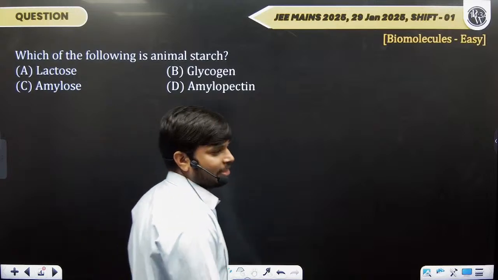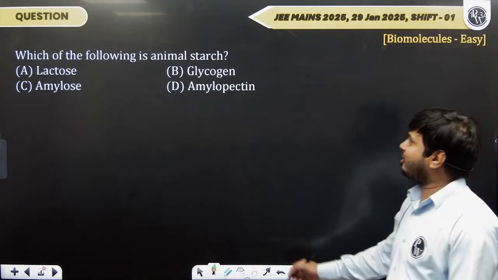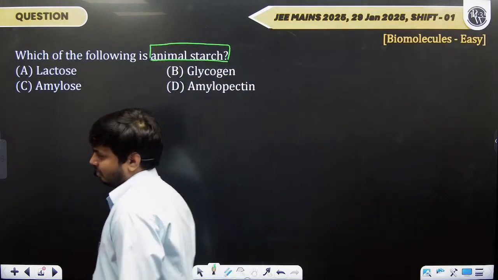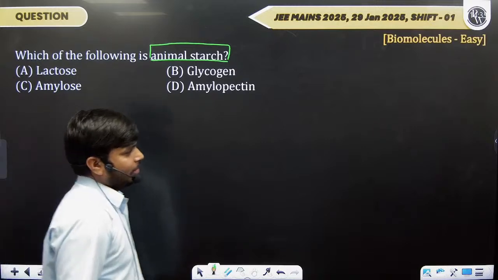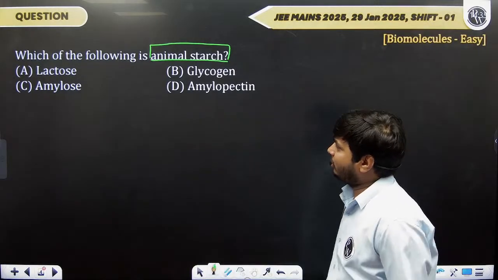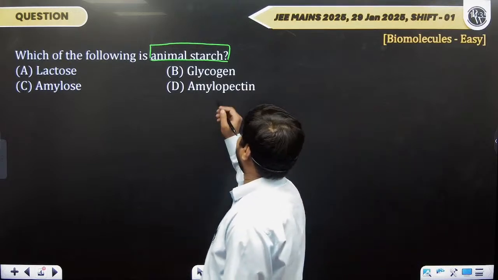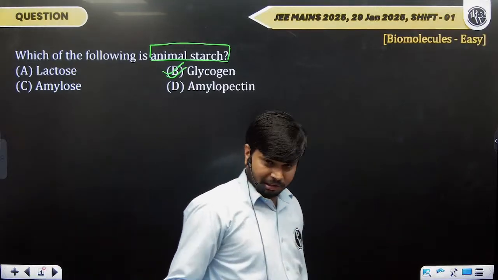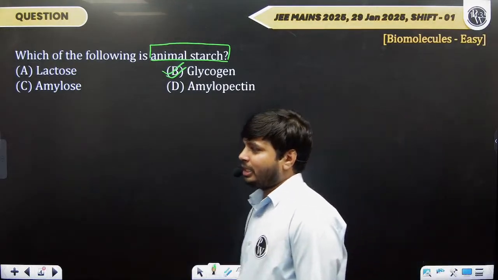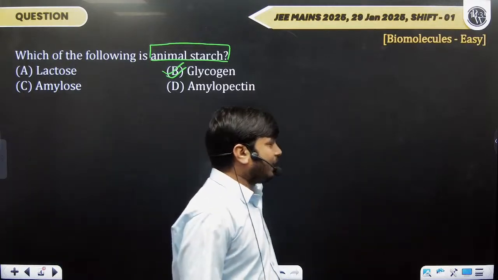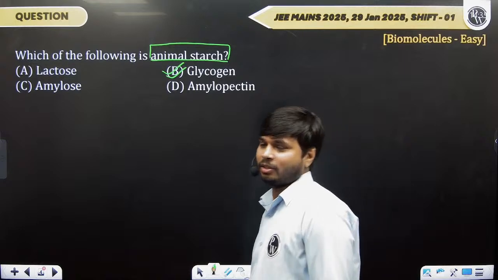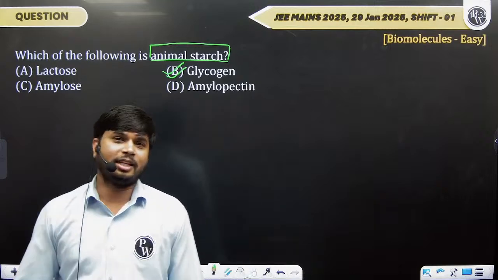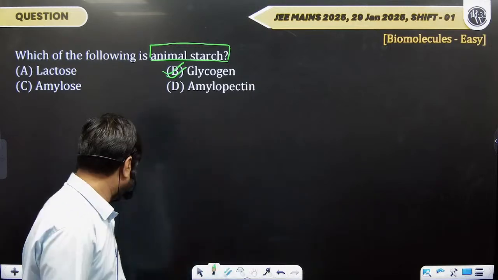The first question we have is the animal starch. What we have to know is the animal starch. In this you see lactose, glycogen, amylose and amylopectin. Glycogen is the animal starch which is stored in the body, and when the body needs glucose, this glycogen is converted into glucose. So this glycogen is the animal starch. Now let's discuss the next question.